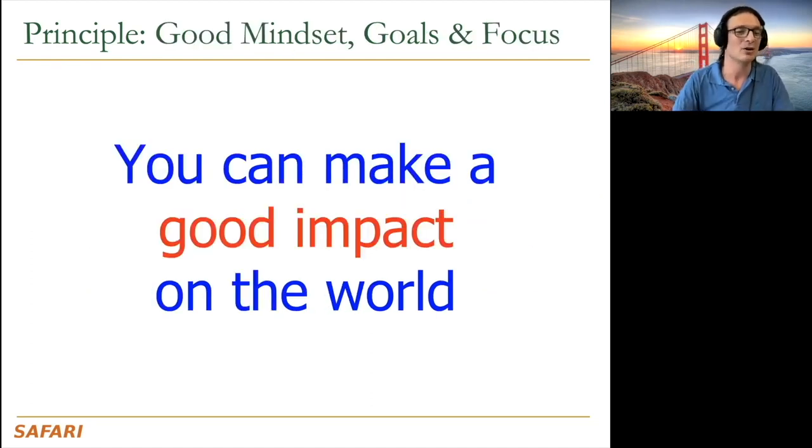And I think overall, you can make a good impact on the world, assuming you have a good mindset, good goals, and good focus going into the future. And I strongly believe in this. And I think it's really important for future generations also to believe in this. And I think in the end, it all boils down to this good mindset, goals, and focus.